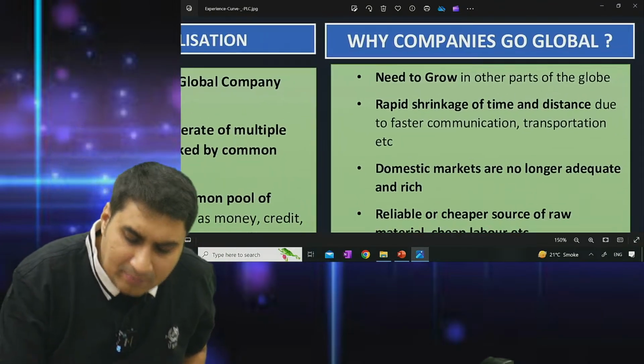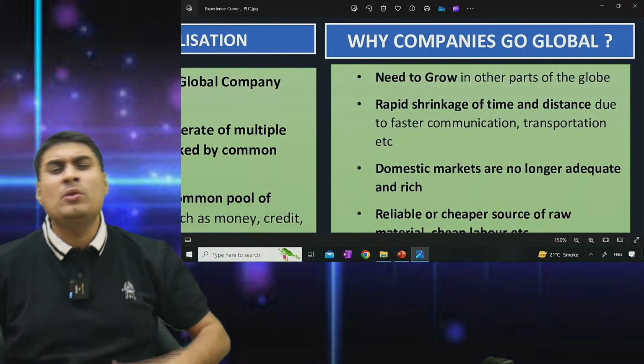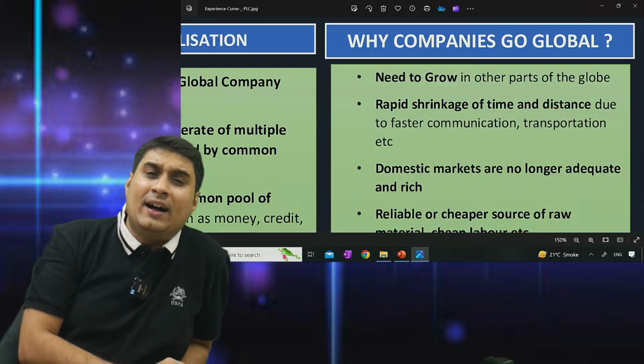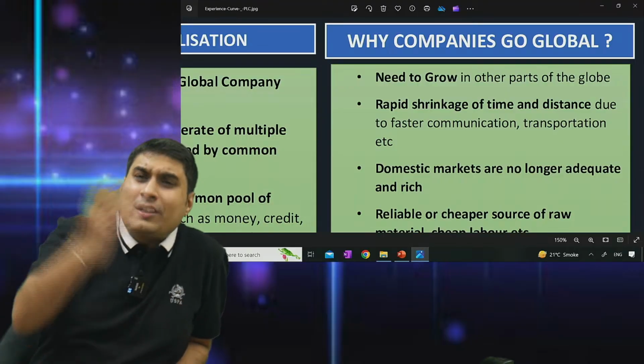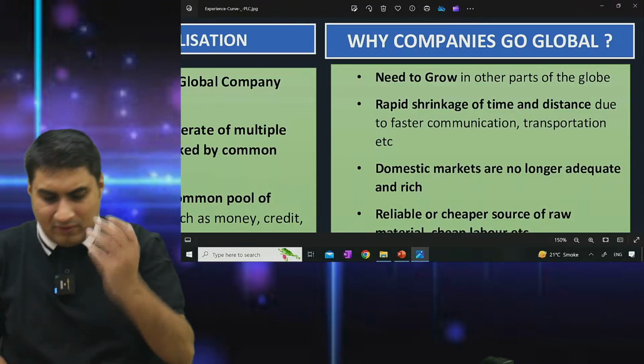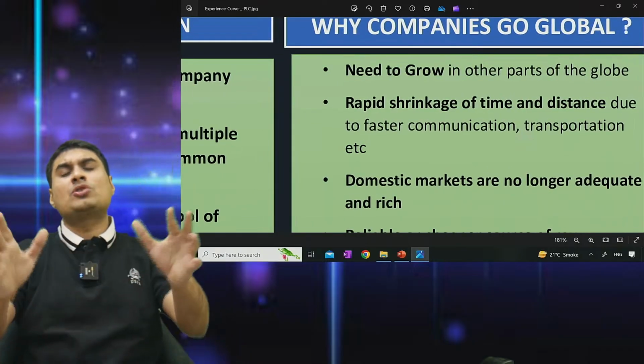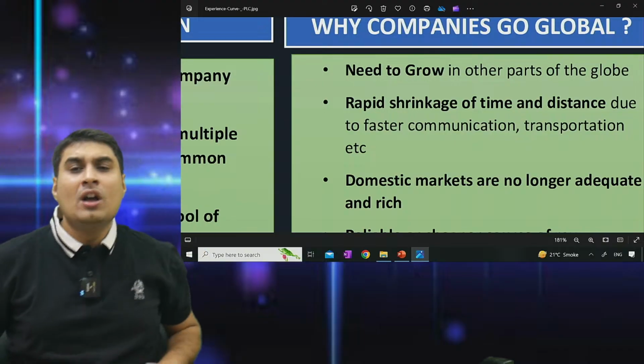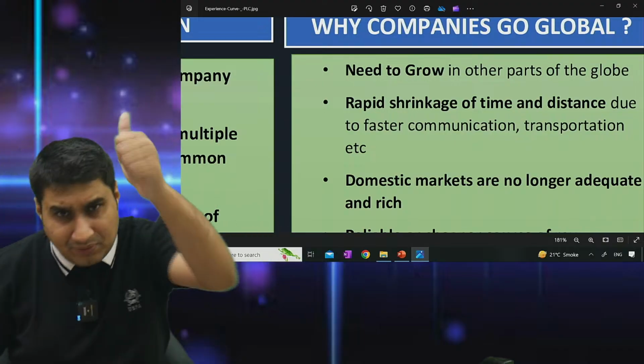Okay. Why do companies go global? Tell me, why do they go global? Apple was already there in the US. Why did it come to India? McD, why did it come? Toyota, why did it come? Nissan, why did it come? Very simple, need to grow. Everyone wants to grow in today's world. Reliance is going abroad, PVR is going abroad, Zomato went abroad at one point of time. Need to grow.